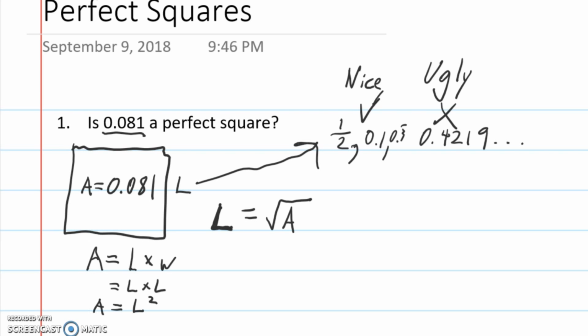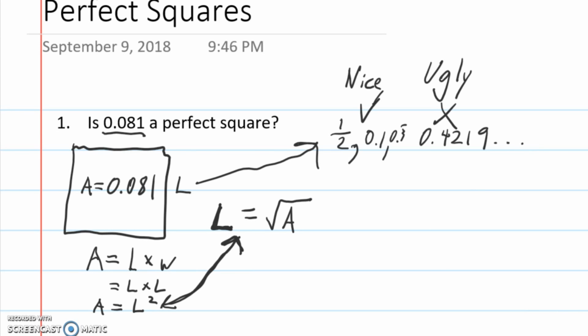So area equals length squared, which we're going to get to a little bit later, but the inverse operation of a square is a square root. So when we do the inverse operation of this one, it moves us to this one. So those two are the same. So a length equals a square root of the area. So we want to figure out if the length is an ugly number or a nice number. So we want to take the square root of the area.